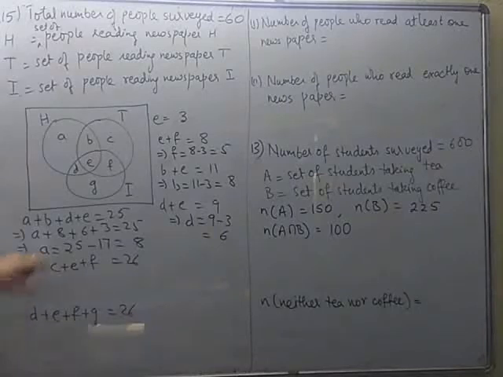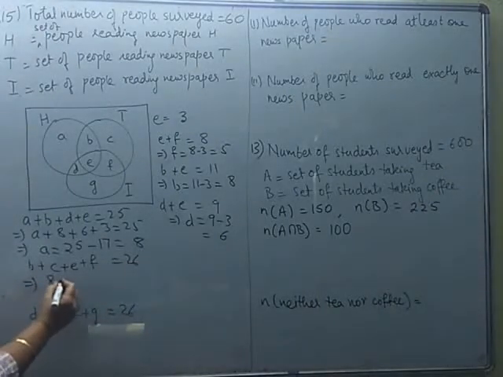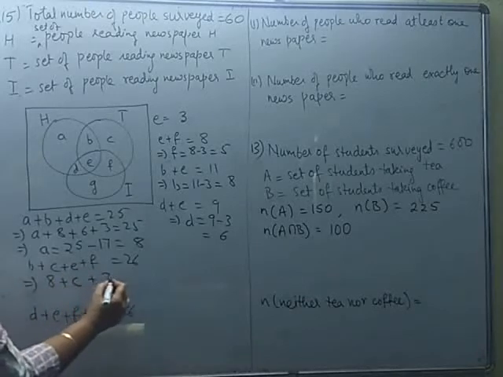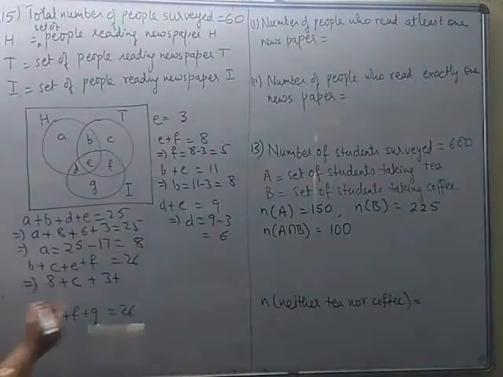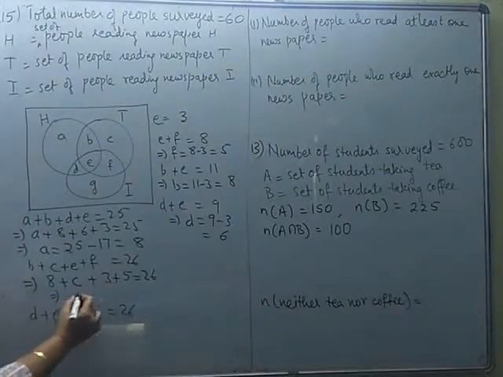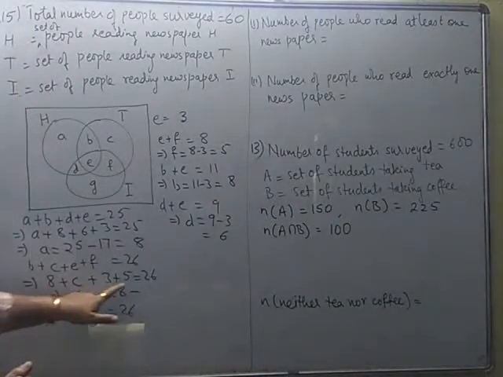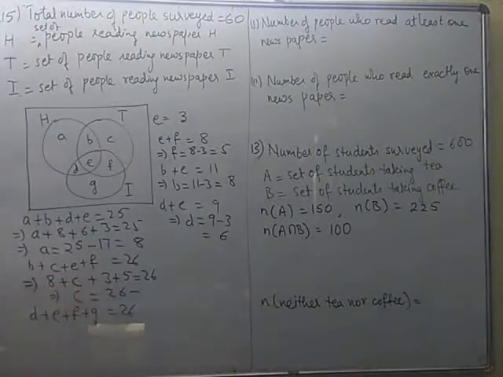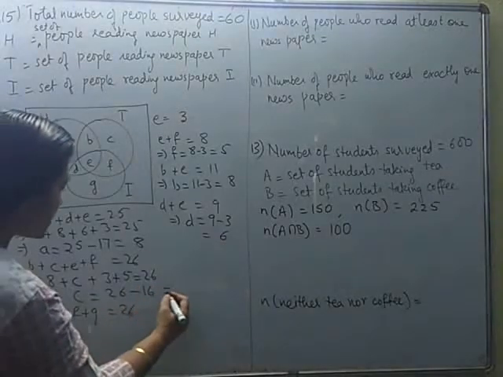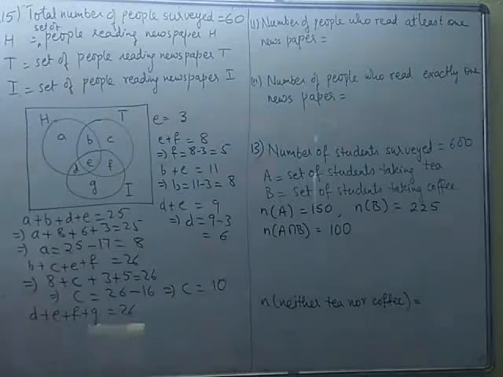Next was the total number of people reading newspaper T. So B plus C plus E plus F is 26. Again, substituting the known values, B is 8, C we have to find, E is 3 and F is 5. So this is 26. This means C is equal to 26 minus the sum of 8, 5 and 3. 8 plus 5 plus 3 is 16. So C is 26 minus 16. This means C is 10.